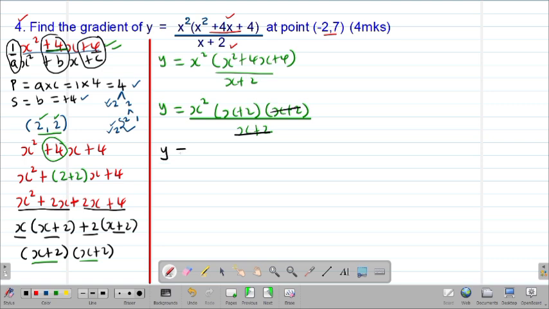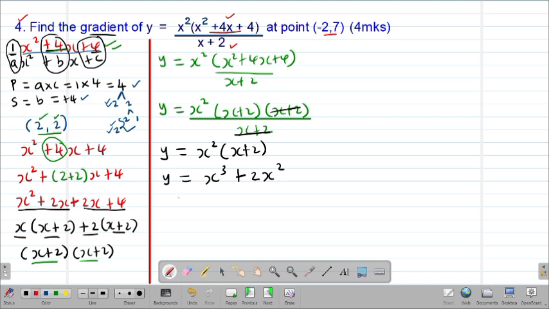Therefore y will be equal to x squared into x plus 2. On opening my bracket, I'll have y being equal to x squared times x, I'll get x cubed. Then x squared times 2, I'll get a +2x squared. Therefore the aim of the question was to find the gradient.